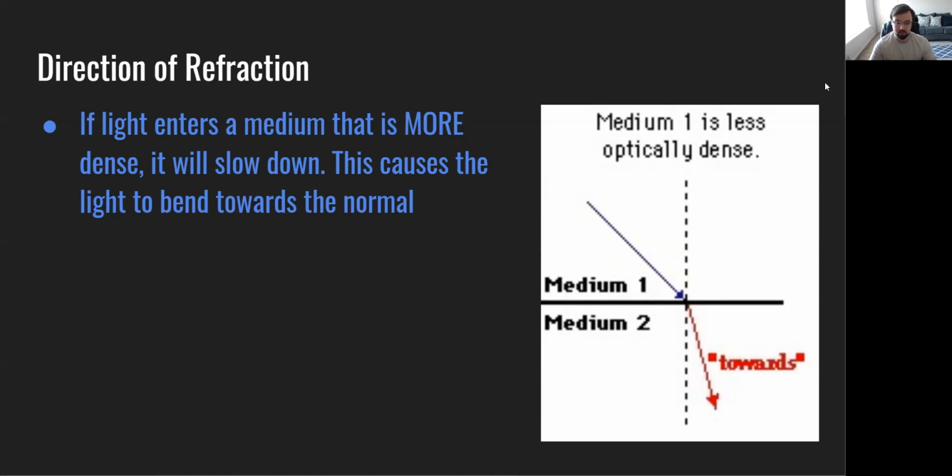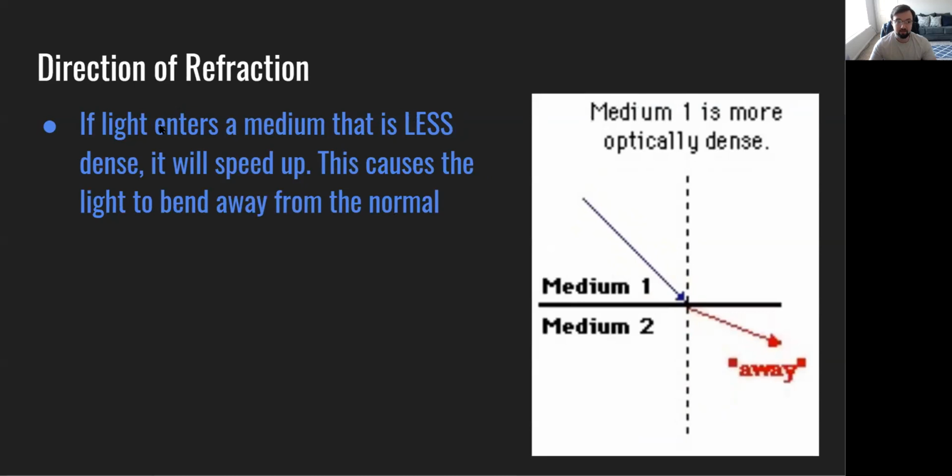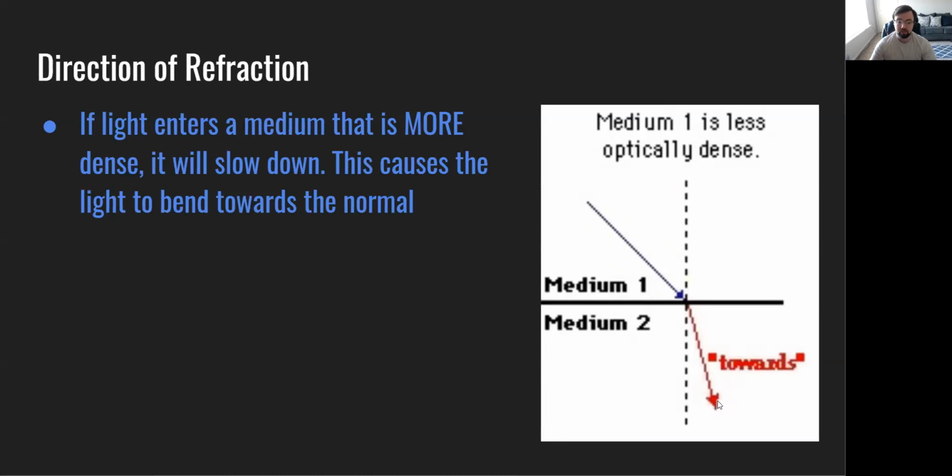And the opposite situation is true as well. If light enters a medium that is less dense, it's going to speed up. And if it speeds up, it's going to start moving away from where it was pointing before. So if it enters a medium that is less dense, it's going to bend away from the normal. If it enters a medium that is more dense, it's going to bend towards the normal. So make sure you know those. Those are definitely going to be things I will ask you about.